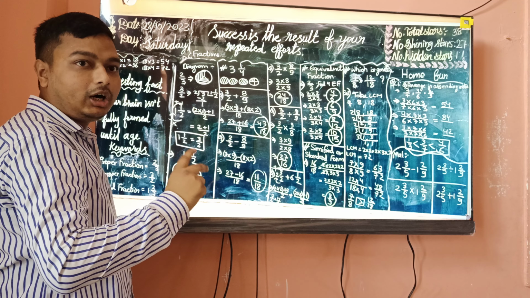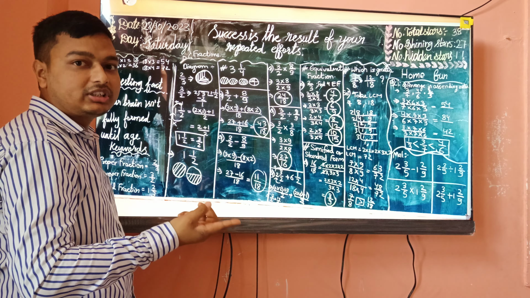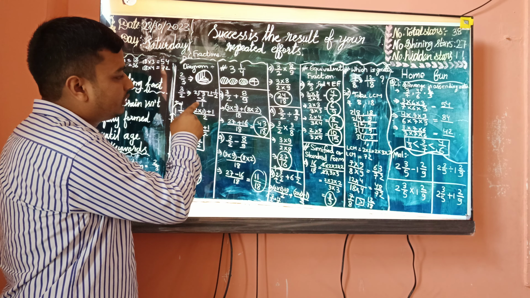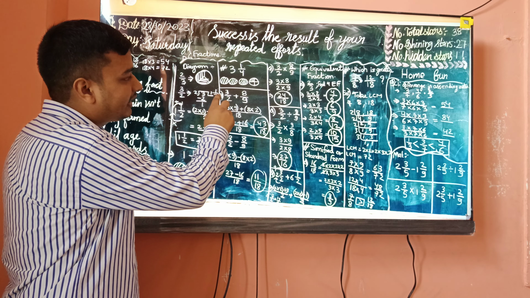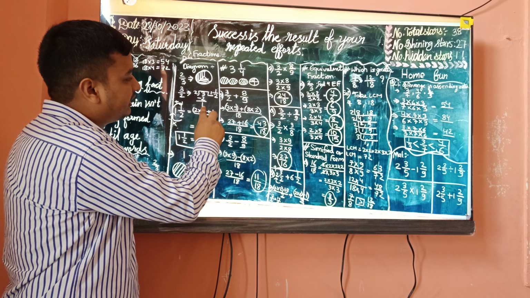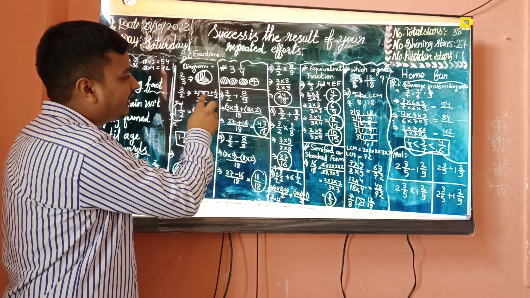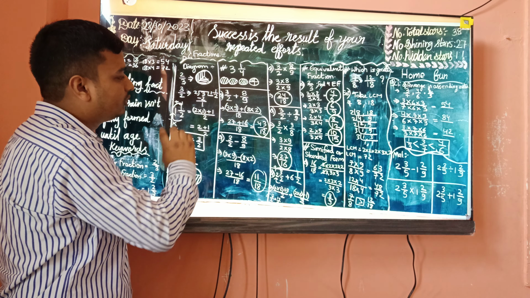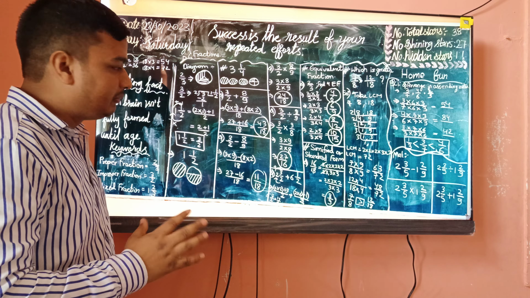Again I am repeating how to convert an improper fraction into a mixed fraction. 2 ones are 2, remainder I got 1. After that I will put a dash. The remainder will go up and the divisor will come down. So 1 1 by 2, I got the mixed fraction.